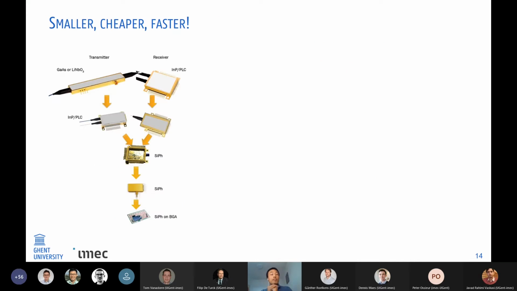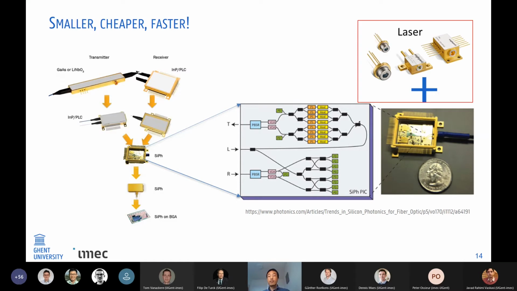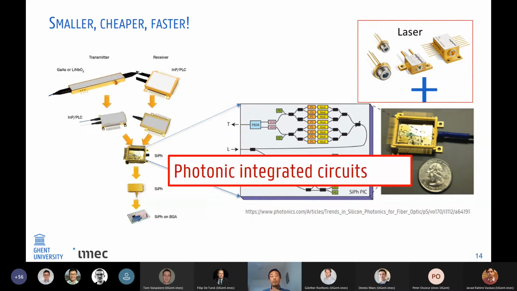So following the success of electronics, apparently smaller means cheaper and faster. So we want to squeeze everything into a small module, and then we can reduce the cost and also make it faster. Here is an example. It is an integrated coherent receiver. It's quite small, but here it has no laser, and then we have to embed the laser together inside of this module.